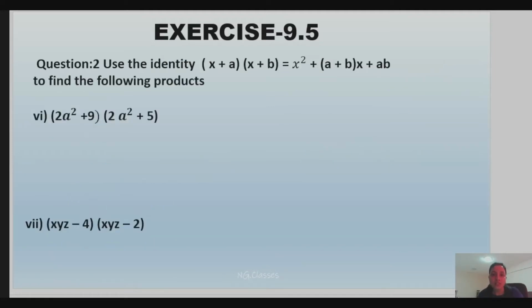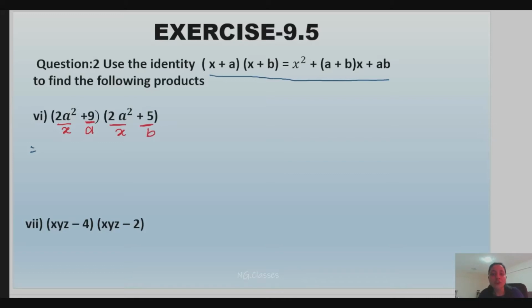Now our next question is to use the identity. Already one formula is given over here. We have to use the given formula to find the following product. Here we are having x plus a in one bracket and x plus b in another bracket. Here this 2a square is our x and this positive 9 is our a. Similarly, 2a square is our x and this positive 5 is our b.